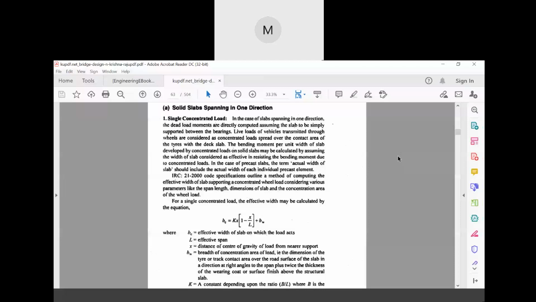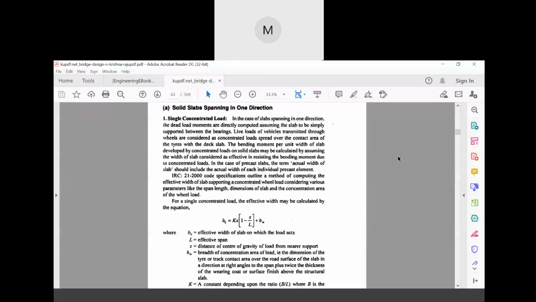The bending moment per unit width of the slab developed by concentrated loads on solid slabs may be calculated by assuming the width of slab considered as effective in resisting the bending moment due to concentrated loads.